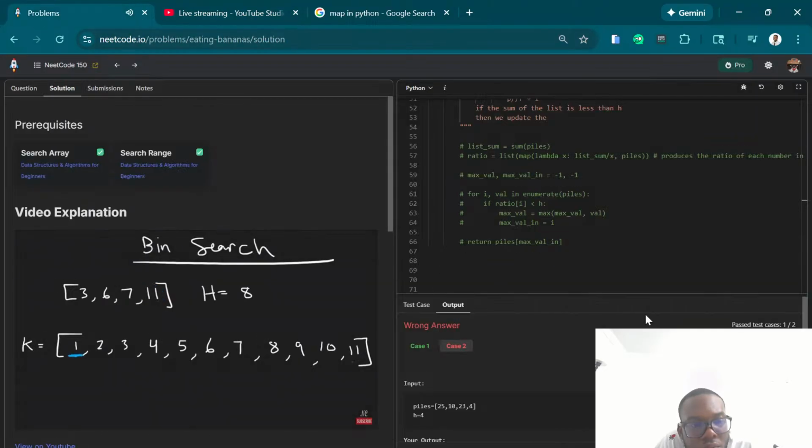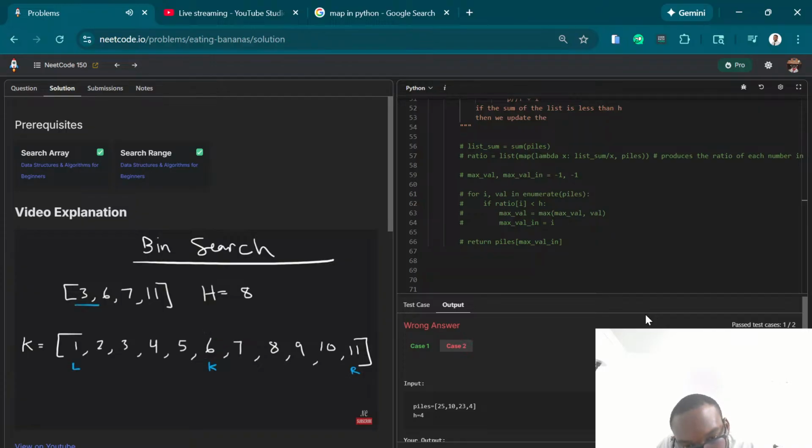So then we're going to initialize a range like this, right? This entire range that we have going all the way from 1 to that max value 11. So in other words, we're going to have a left pointer at the minimum and a right pointer at the maximum. Then we're going to compute the middle by taking the average of left and right. 1 plus 11 divided by 2 is going to be 6. So our middle is going to be here. In other words, our K that we're trying is going to be here. This is the rate that we're going to eat bananas at. So we're trying the rate of 6.